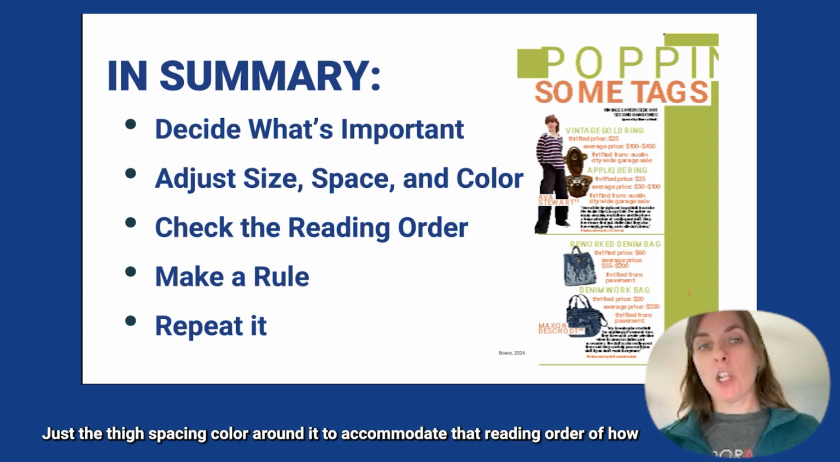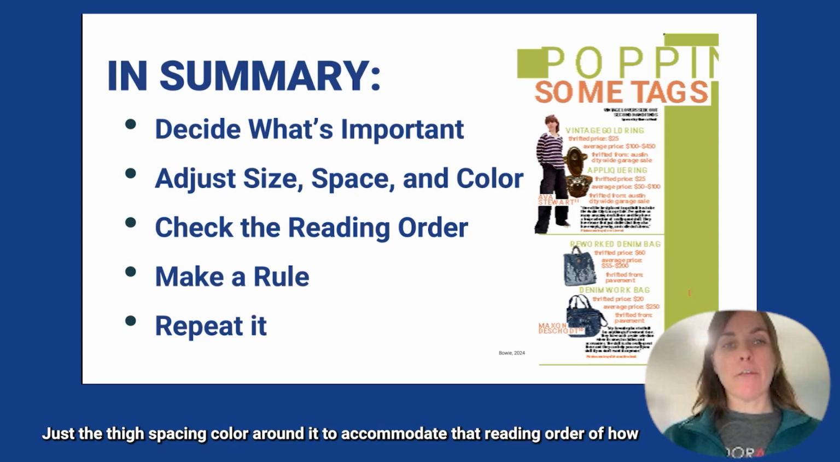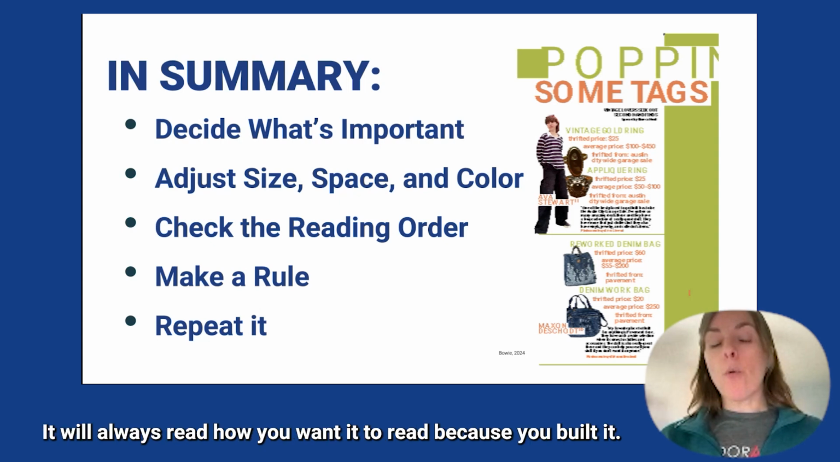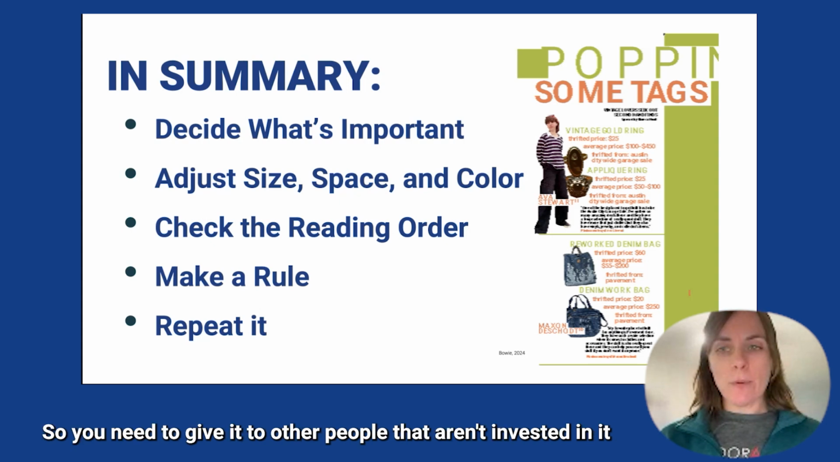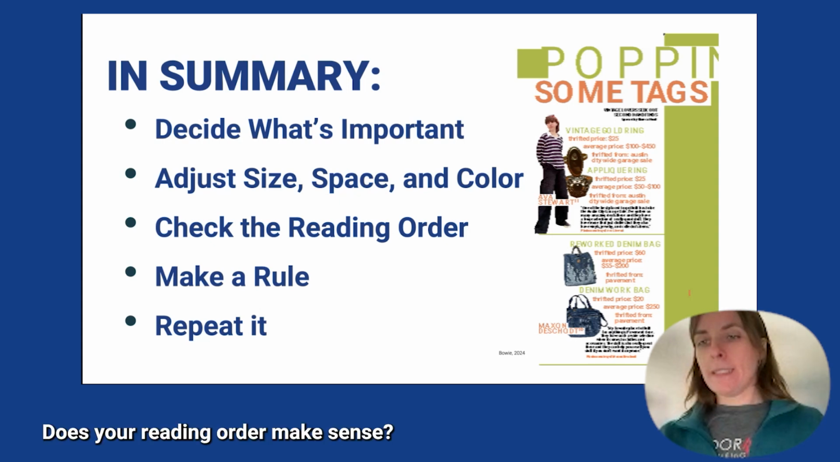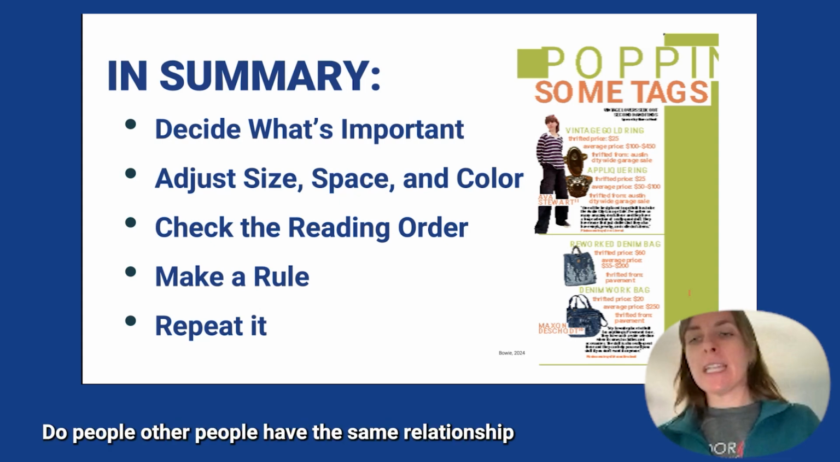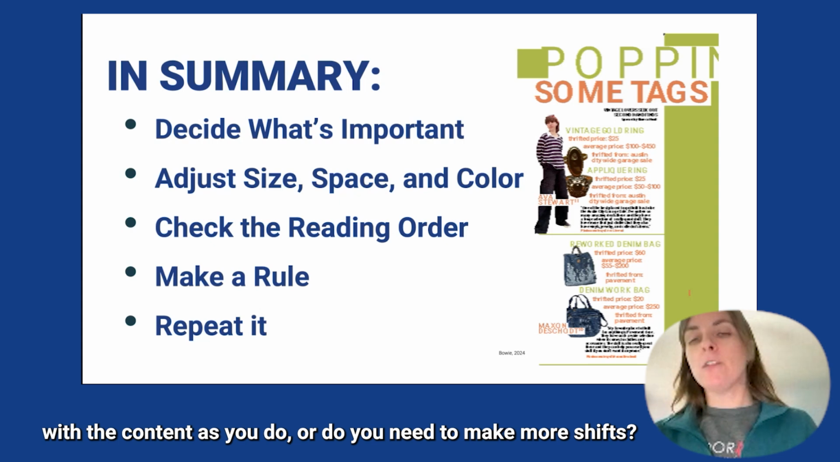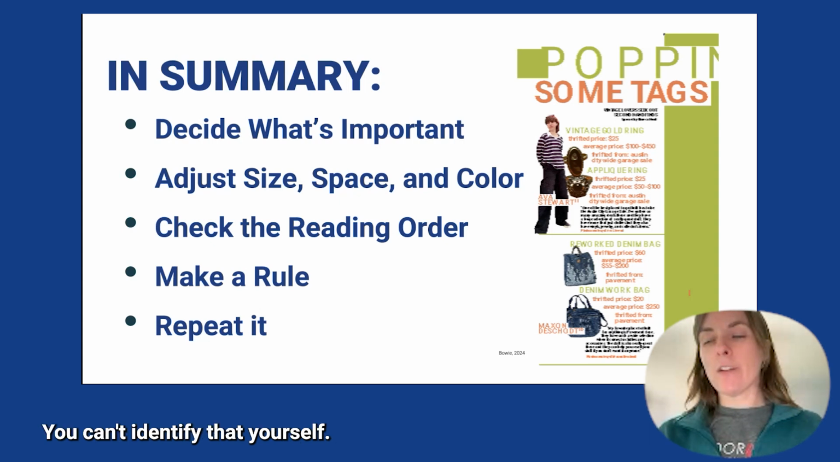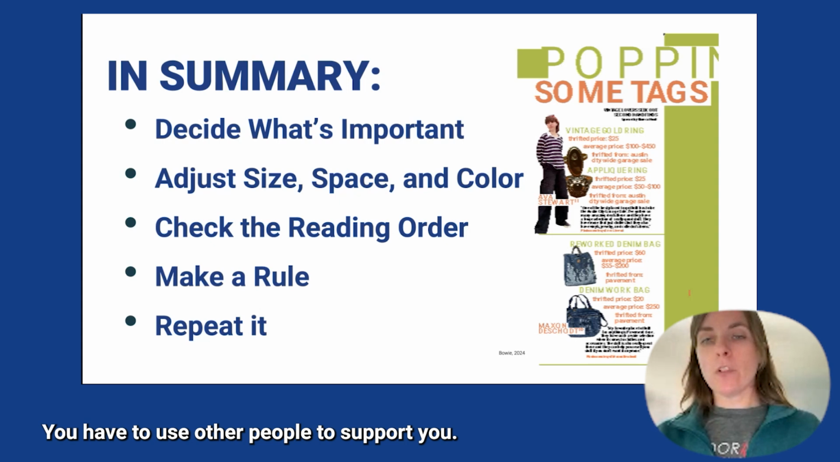Adjust the size, space, and color around it to accommodate that reading order of how you want people to get the information. Check it with multiple people. It will always read how you want it to read because you built it. So you need to give it to other people that aren't invested in it to find out if what you want exists. Does your reading order make sense? Do other people have the same relationship with the content as you do? Or do you need to make more shifts? You can't identify that yourself. You have to use other people to support you.